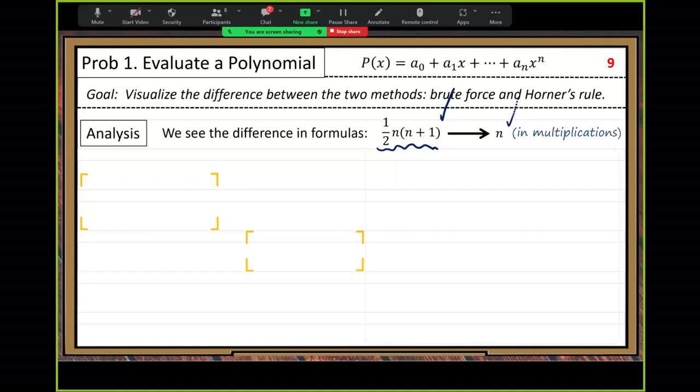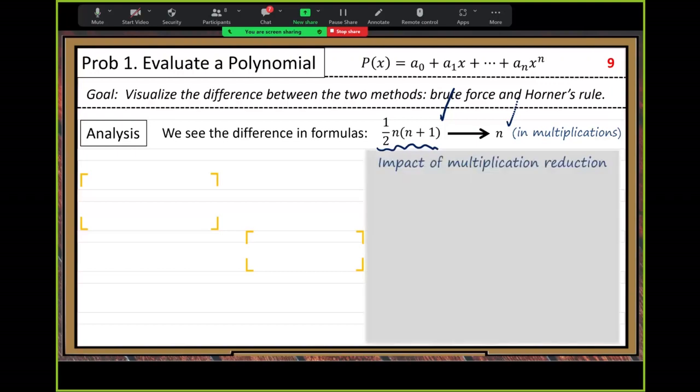Can you get some feel about it? How big is the difference? So here we need to get some concrete feel about the difference. The impact of multiplication reduction, we want to feel it. We want to view the big difference.